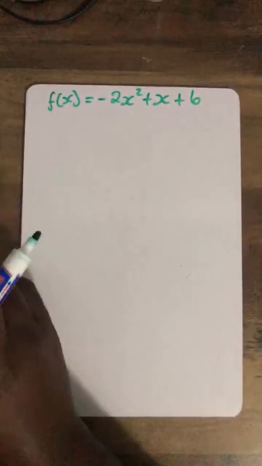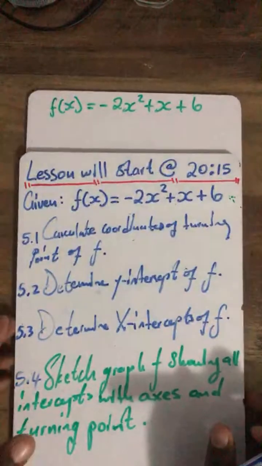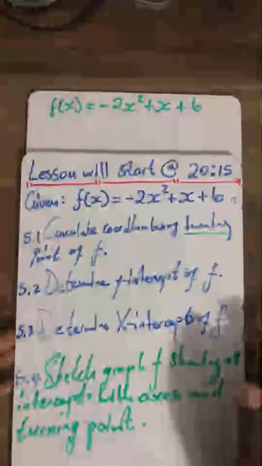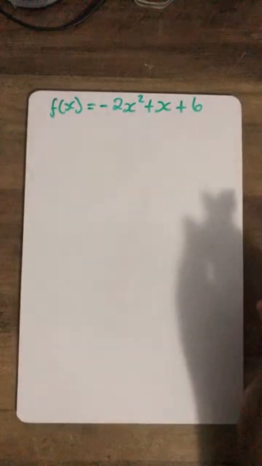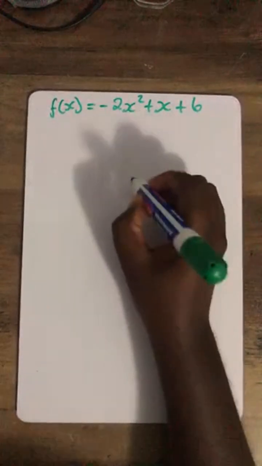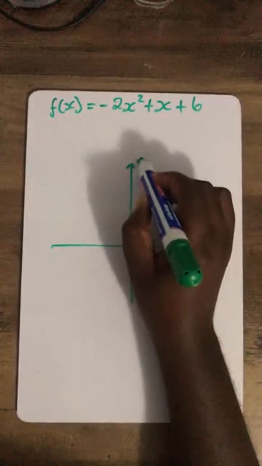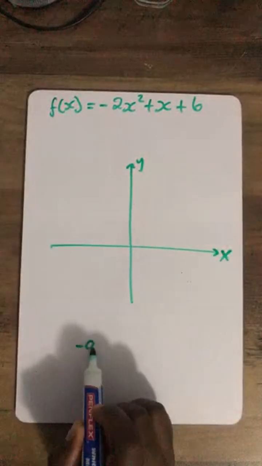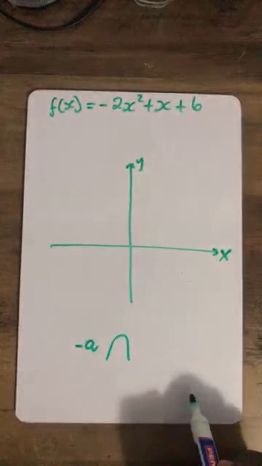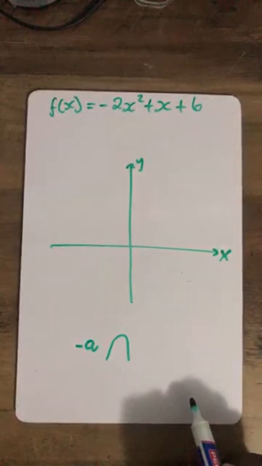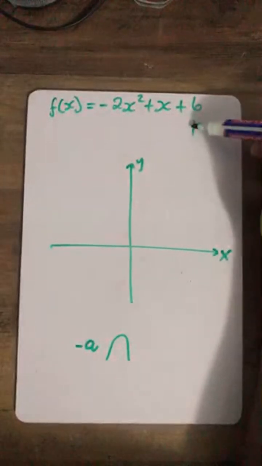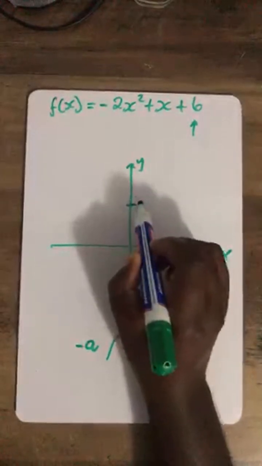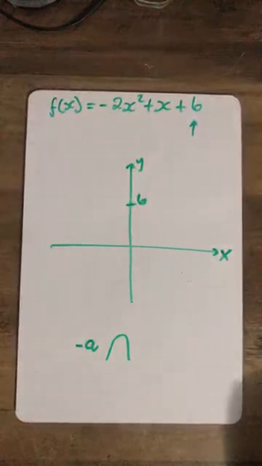Okay, so the first question says calculate the coordinates of the turning point. Guys, I would like to tell you something very important. If you try to visualize how that function would look, because of us having a negative a value, it means we are going to have a sad shape. And then because of that, it tells us where our y-intercept is going to be. So our y-intercept is going to be where y is equal to 6.